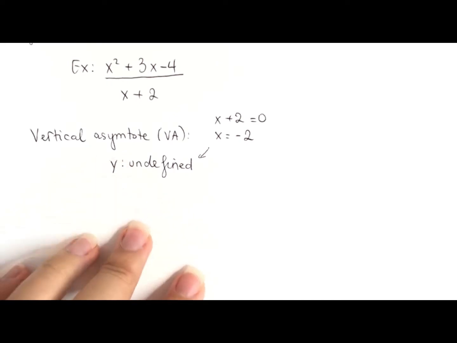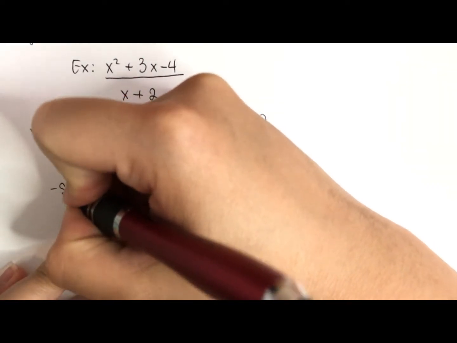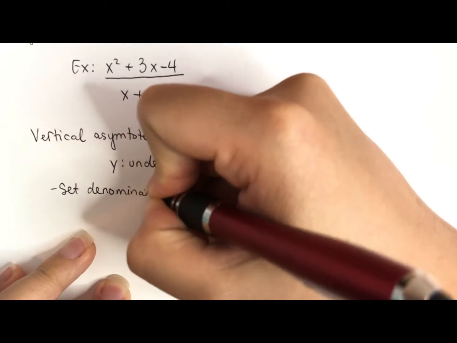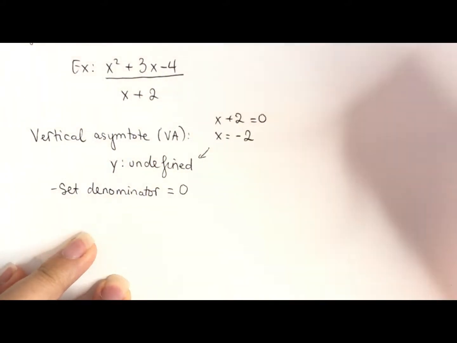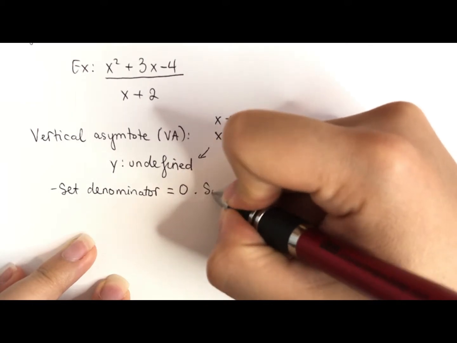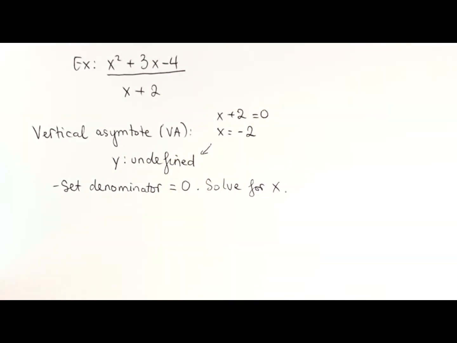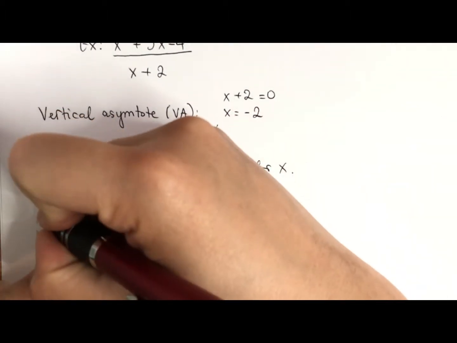So for the vertical asymptote, we just set the denominator equal to 0 and then solve for x. Next, we're going to have horizontal asymptote.